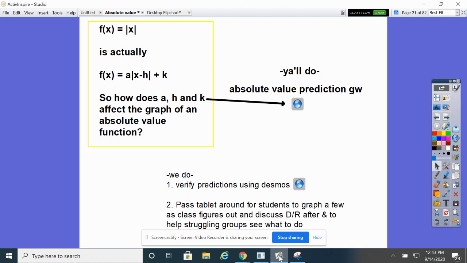All right, so what we're talking about in this video is transformations. That happens with a, h, and k. This is our parent function right here. f of x is equal to the absolute value of x. No numbers, nothing like that, just the basics.